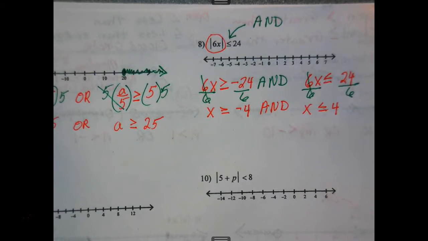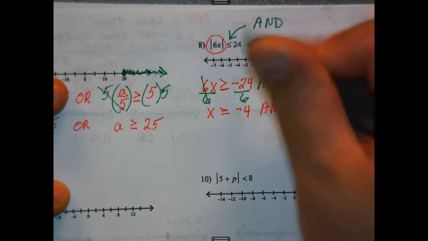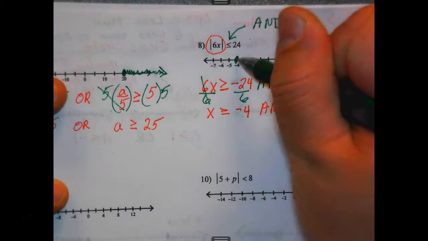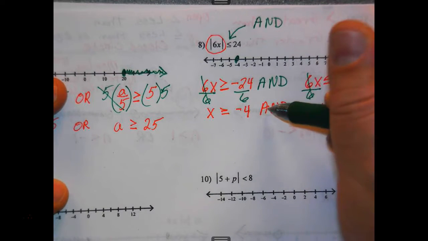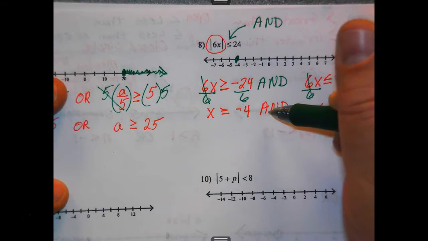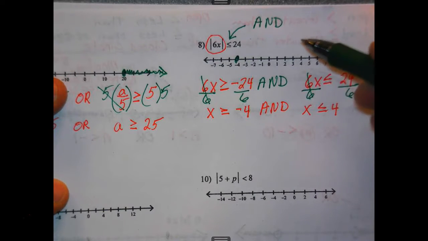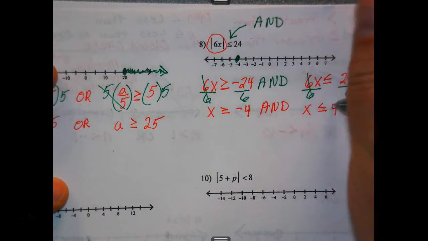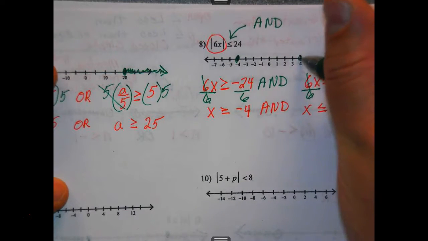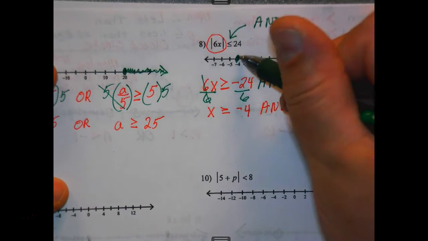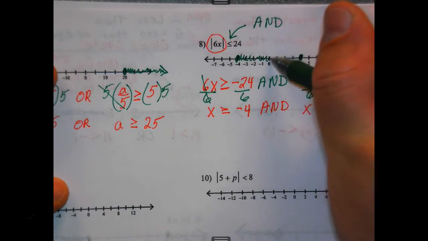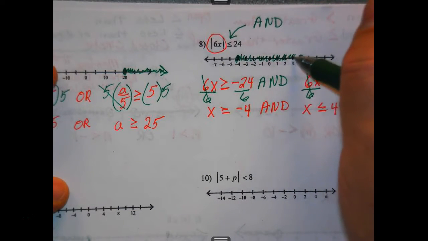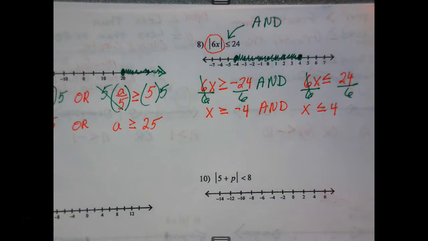Okay, closed circle at negative 4. And this is an and problem. Our graphs are going to be in between the numbers. Okay? So I have negative 4 and positive 4. Positive 4 is a closed circle. And my graph has to be in between the numbers. These are the graphs for and problems.